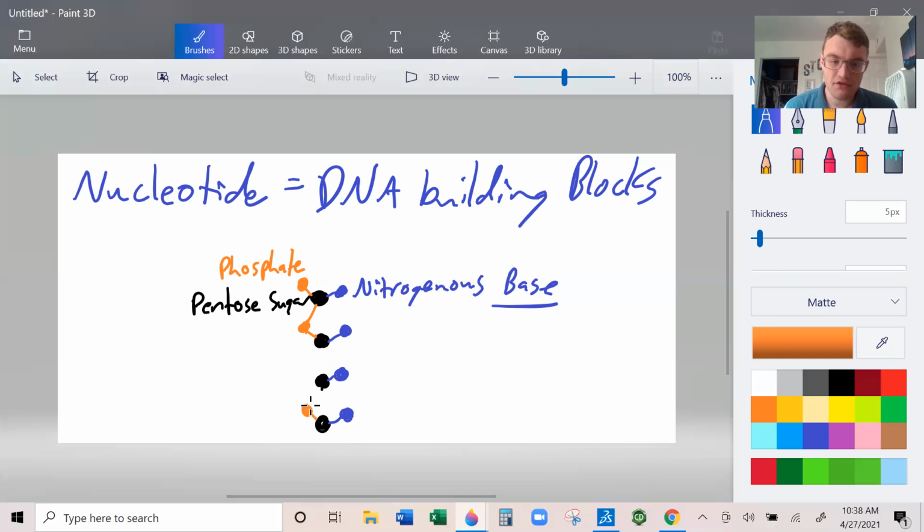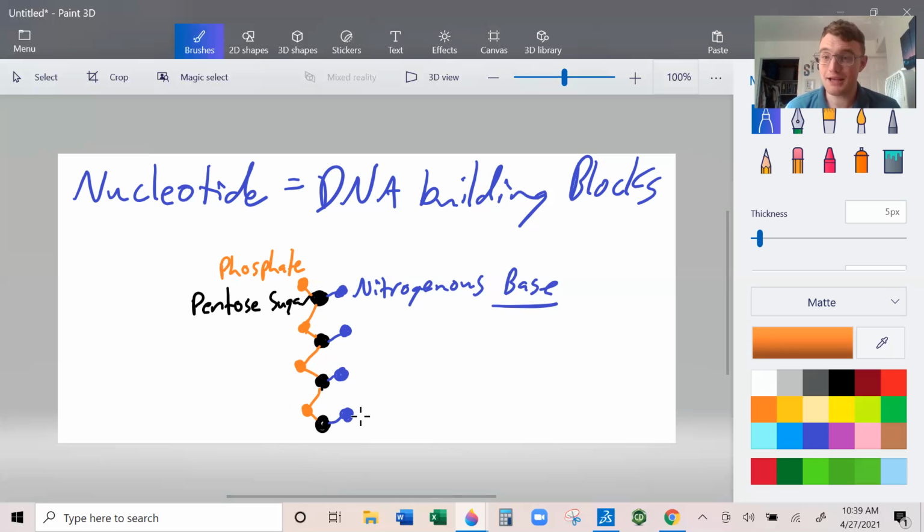Then we would have this phosphate connected to that sugar, and this phosphate connected to that sugar. So notice, we would just keep doing this over and over again, building a really big long chain of these nucleotides connected together by their phosphates and sugars. What this gives us is a strand where we've got phosphate, sugar, phosphate, sugar, over and over again, all connected together.